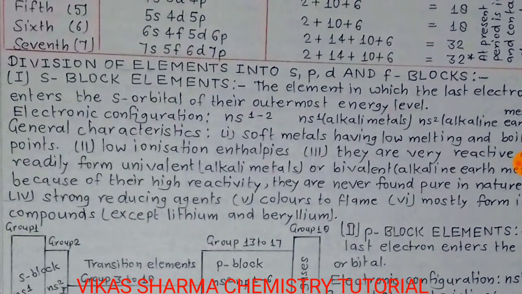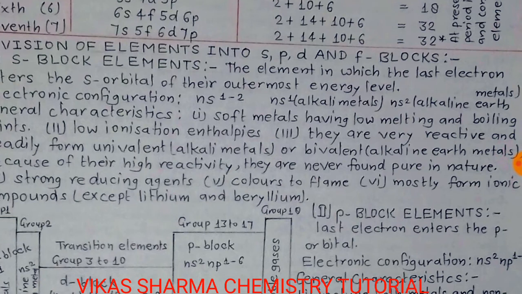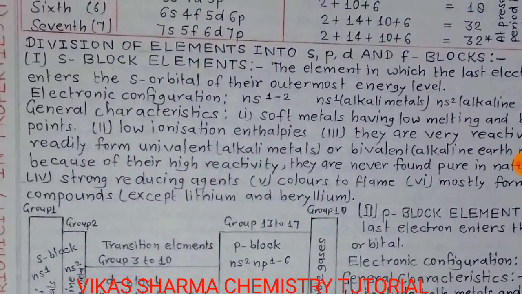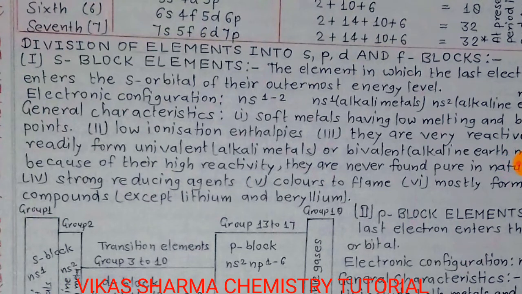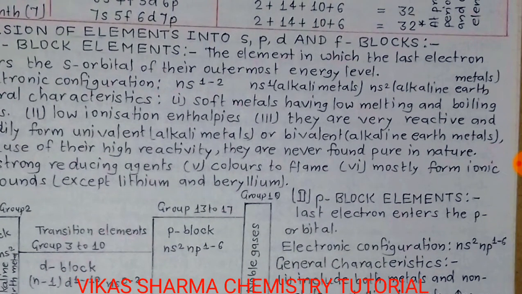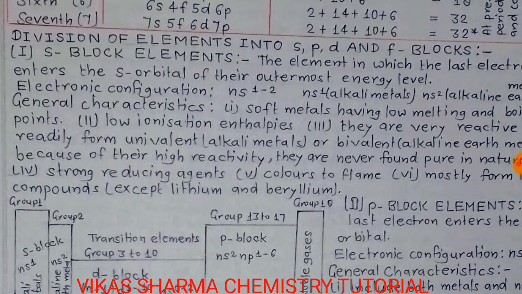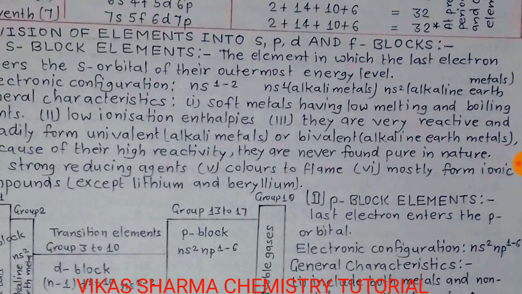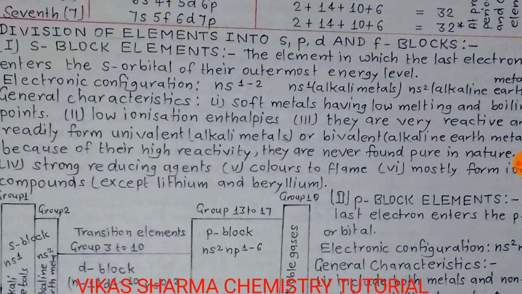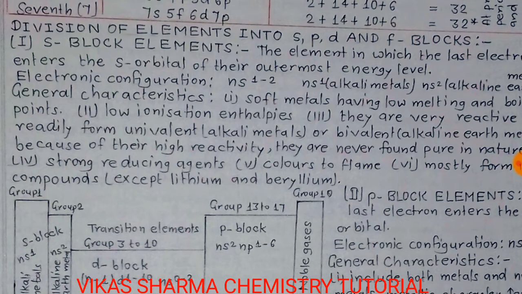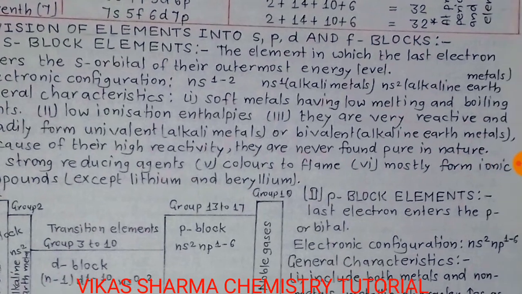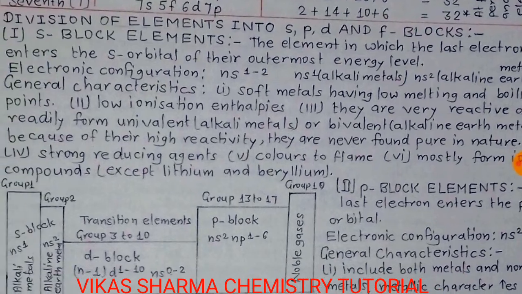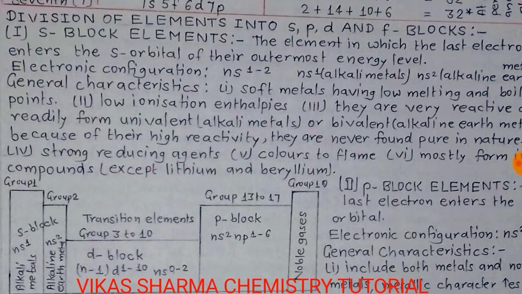The general characteristics are: these are soft metals having low melting and boiling points. They have low ionization enthalpy, which means they are highly reactive. They are very reactive and readily form univalent ions in alkali metals and bivalent ions in alkaline earth metals, for example sodium Na+ and magnesium Mg2+. Because of their high reactivity, they are never found pure in nature. They are always found in a compound state.